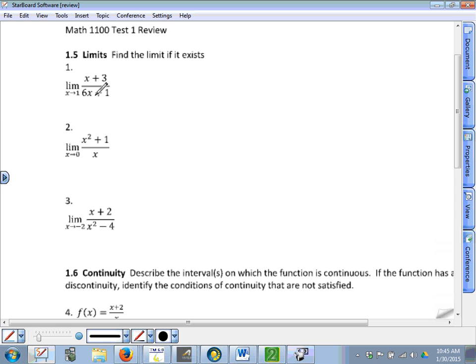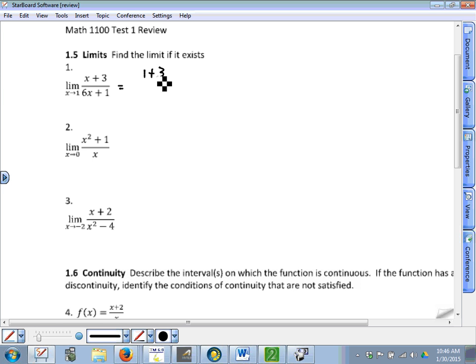Okay, finding limits, if they exist. So we need to find the limit if it exists. On question 1, a majority of the time these limits can be found using direct substitution. So you plug in a 1 into the expression for all the x's.